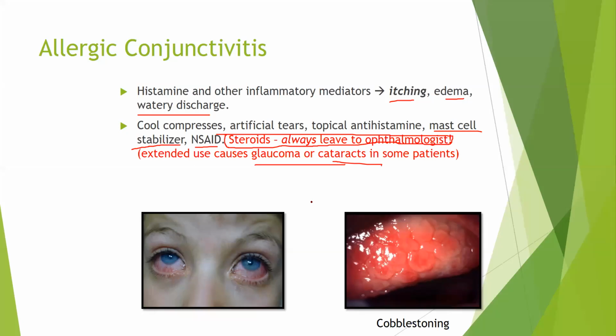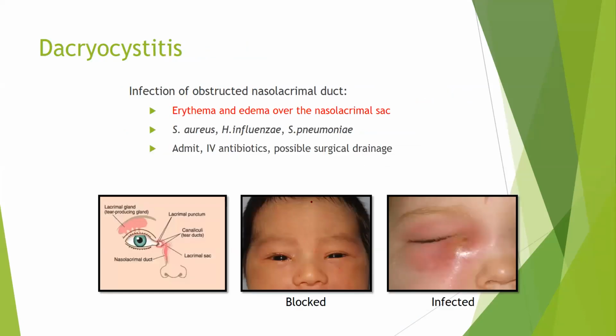All right. So you'll see this cobblestoning, which we talked about already. They'll be red, and they'll be a good story for an allergic reaction. Dacrocystitis, so inflammation of the tear duct itself. A lot of times you're going to get that right here from a blocked tear duct.